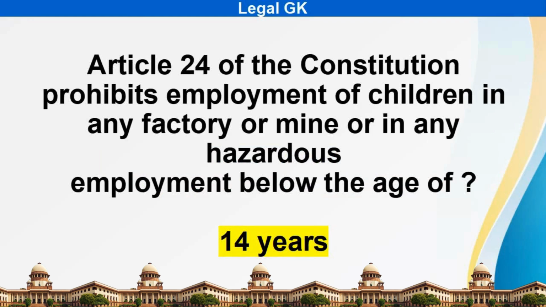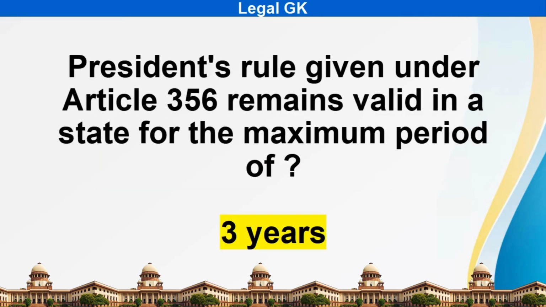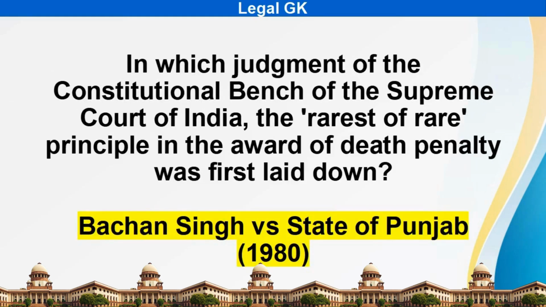Article 24 of the Constitution prohibits employment of children in any factory or mine or in any hazardous employment below the age of 14 years. President's rule given under Article 356 remains valid in a state for the maximum period of 3 years. In which judgment of the Constitutional Bench of the Supreme Court of India, the rarest of rare principle in the award of death penalty was first laid down? Bachan Singh vs. State of Punjab, 1980.